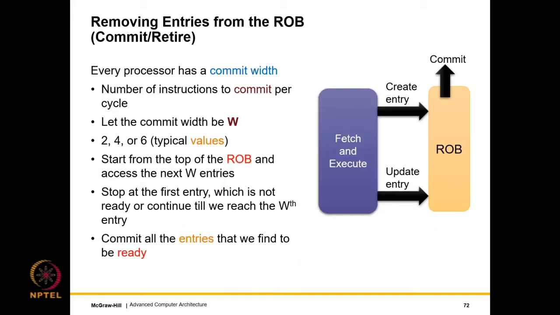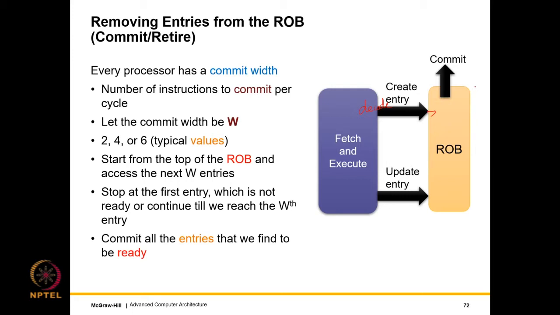So what do we exactly mean? Our fetch and execute stages work as follows. The moment we decode, we create an entry and add it to the ROB. After finishing execution, we update the entry. Essentially we set a ready bit. We make it known that the operation associated with the entry has completed. So the entry in the ROB is updated.